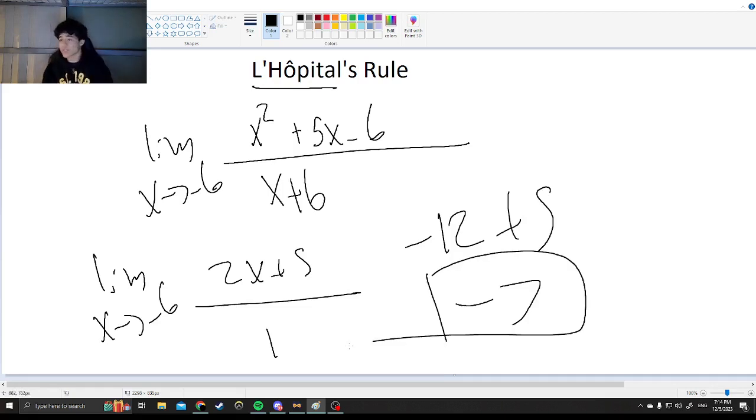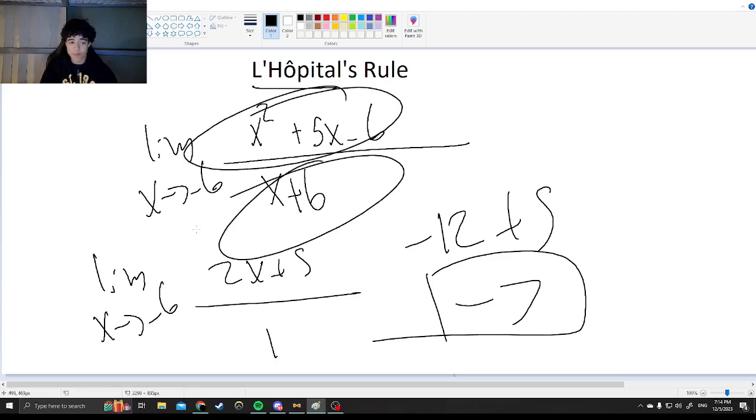So the L'Hop rule makes limits very easy, very simple. You don't have to factor anymore. You don't have to, and you can solve limits that you previously couldn't solve if you factored them. But you just derive the top and you derive the bottom. You don't have to do no quotient rule. You don't have to do nothing hard. You just derive the top and you derive the bottom and you plug in your limit.